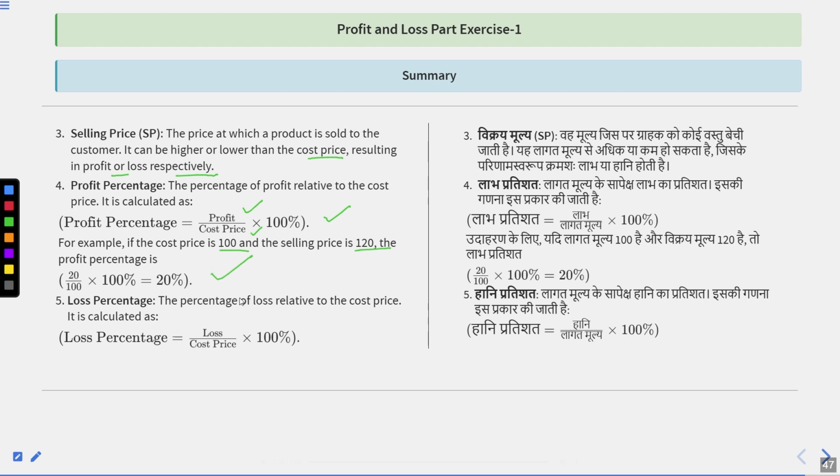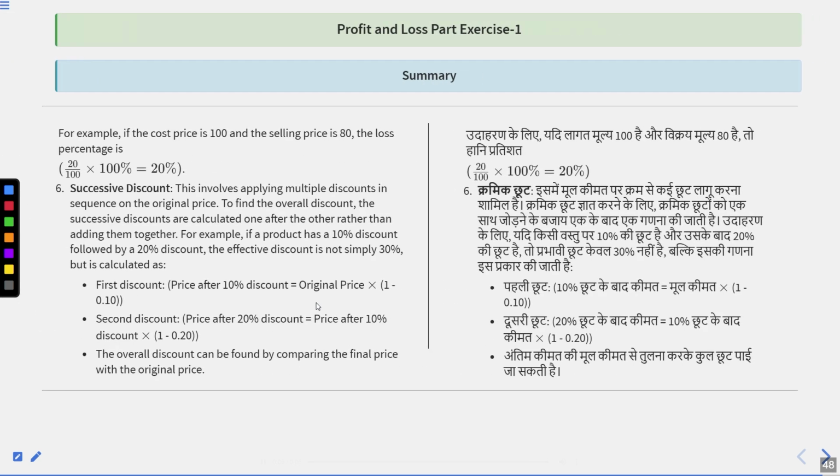In the same way, loss percent is the loss relative to the cost price. It is calculated as loss upon cost price multiplying by 100, we get the loss percent. Clear? For example, if the cost price of the product is 100 and selling price of the product is 80, what will be the loss percent? 20 upon 100 multiplying by 100, which is 20%.